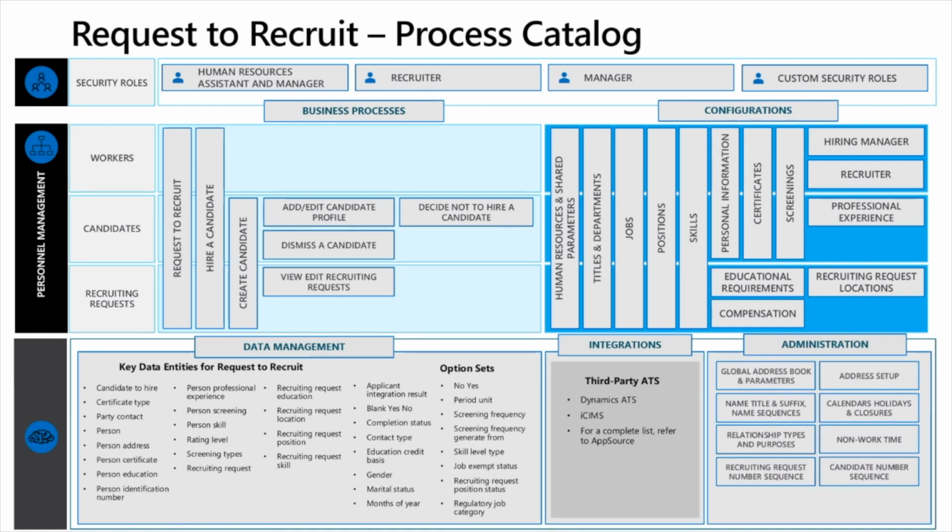Finally, we have the administration components. Many of these configurations have data points with the business processes that are related to the request to recruit functionality, but they may also have data points in other modules. Again, this is not an exhaustive list of all the system and administrative setups that need to be completed before you start using the system, but these configurations do have a direct impact on request to recruit, especially when creating and updating candidate and worker information such as addresses. You will also need to define number sequences to be used with recruiting requests and candidates.